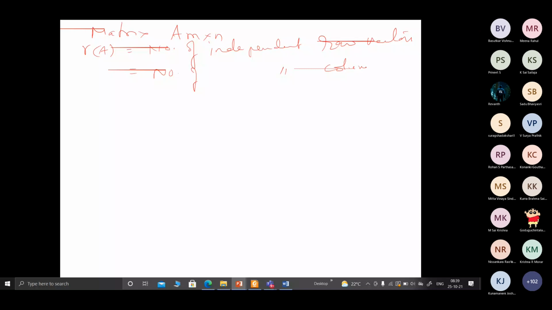Right, now some observations. Rank is also defined as the number of independent column vectors. Suppose a matrix A is of order m by n. Then rank of A is equal to the number of independent row vectors, and also the number of independent column vectors.